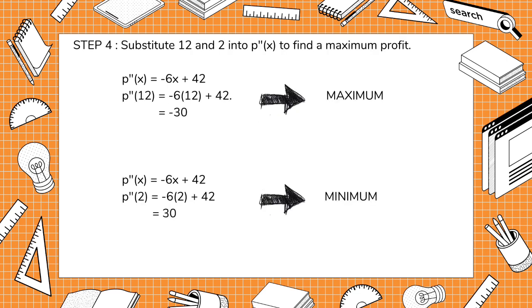To find a maximum profit, we must substitute 12 and 2 into the second derivative of P(x), where for 12 the answer is negative 30, which is maximum. Whereas when we substitute 2 into this function, the answer will be 30, which is minimum. We can conclude that the production level of 12 is the most profitable for the company.